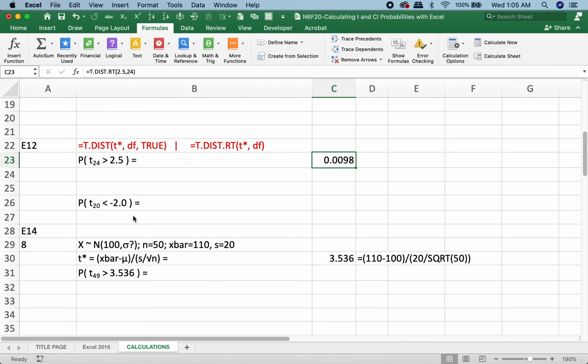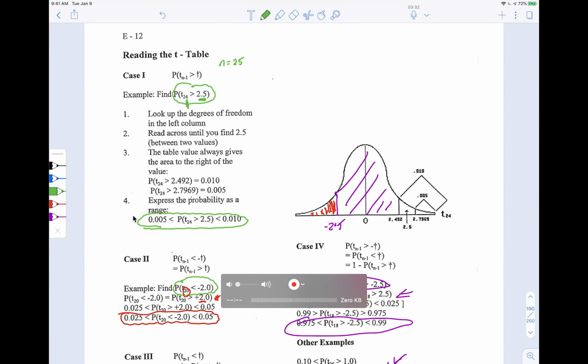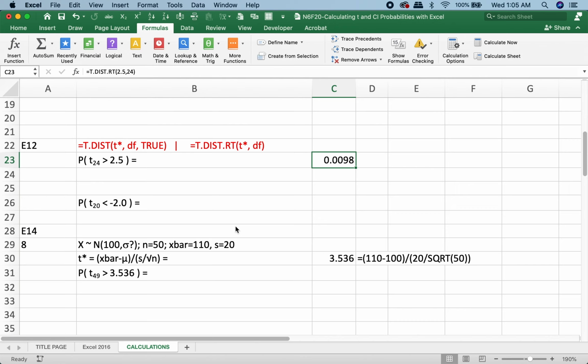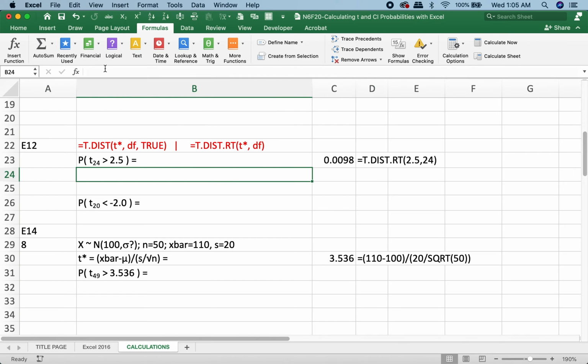I took it to 4 decimal places because if you go back to this page here, the part in green right here says the answer is somewhere between 0.005 and 0.010. So it was between the 0.5% column and the 1% column. This gives us something a little more accurate. It's 0.0098. I will copy that and put a little apostrophe in front of it so you can see the actual formula. Okay, so that's when you're going from some point up.